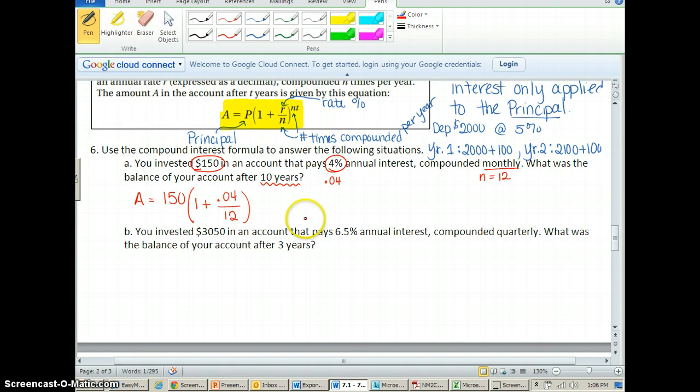So I have that, and then I need the N times T power. So again, N is 12, and what we're using for T in this case is 10. So that's what we're going to get. Now, let's go ahead and crunch all of these numbers out.